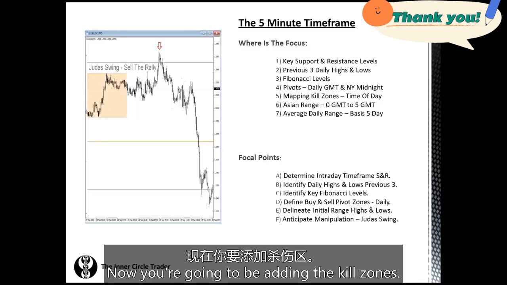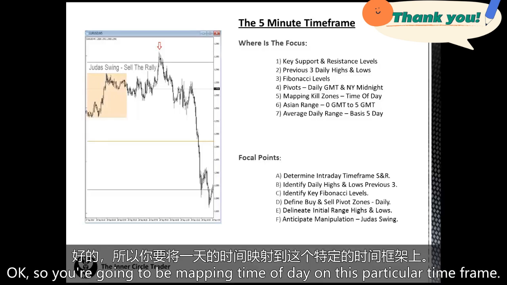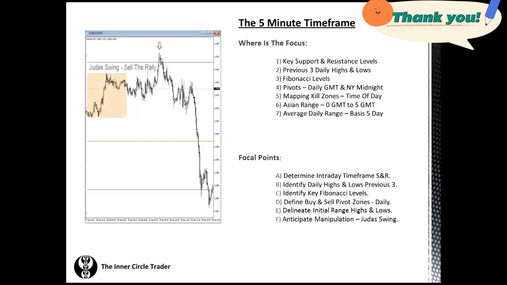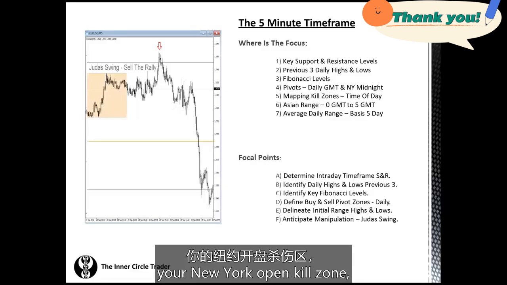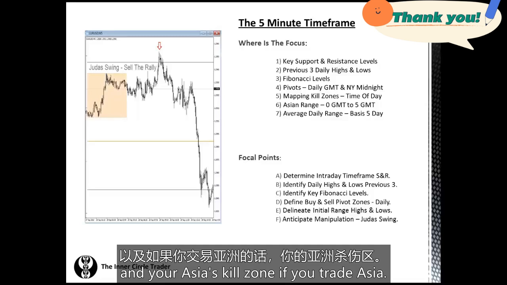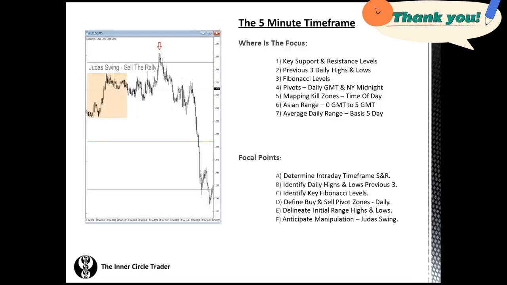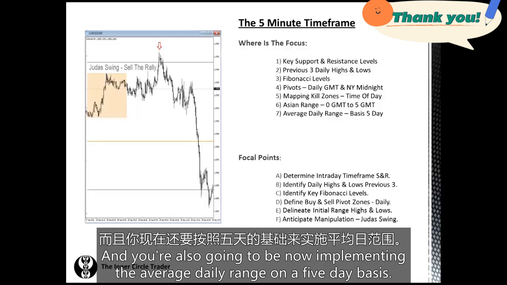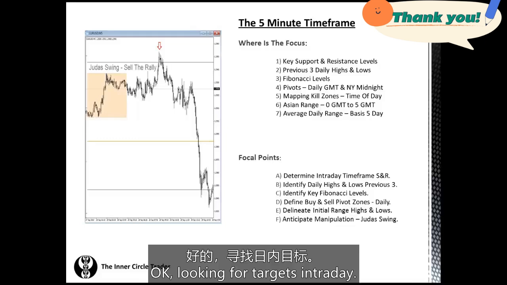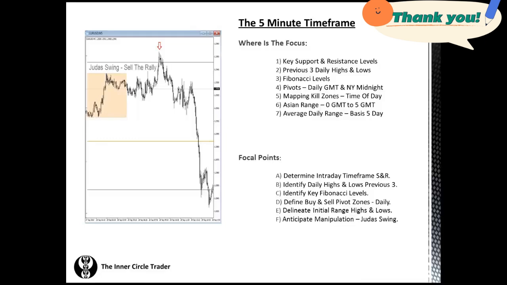Now you're going to be adding the kill zones. Okay, so you're going to be mapping time of day on this particular time frame. Your London Open kill zone, your New York Open kill zone, your London Close kill zone, and your Asia kill zone if you trade Asia. Asian range will be on this time frame as well. And you're also going to be now implementing the average daily range on a 5-day basis. Okay, looking for targets intraday.